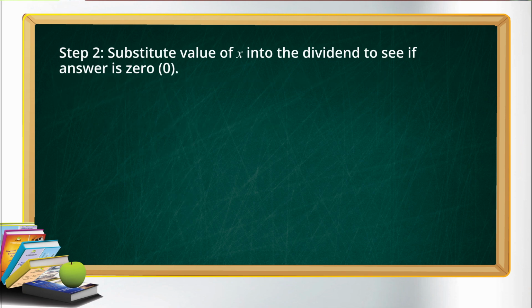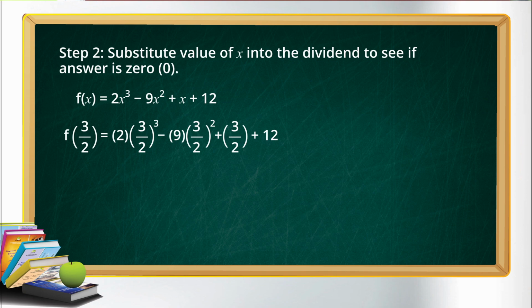Now it is simply a matter of substituting 3 over 2 for every x in the function. In other words, f of x equals 2x cubed minus 9x squared plus x plus 12 becomes f of 3 over 2 equals 2 times 3 over 2 cubed minus 9 times 3 over 2 squared plus 3 over 2 plus 12. Use your calculator to calculate this. The answer is 0.